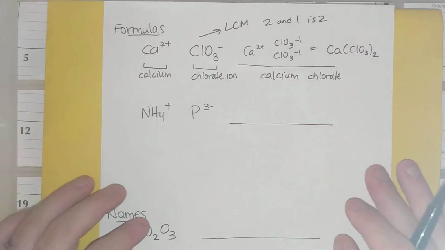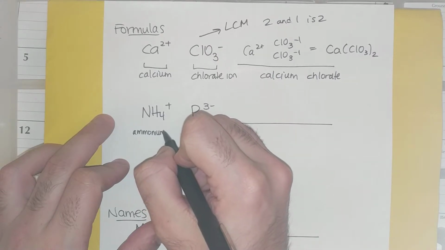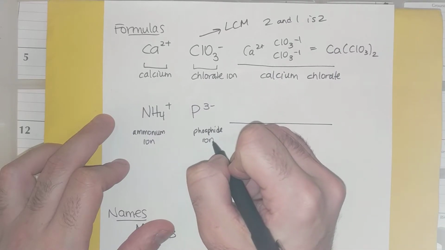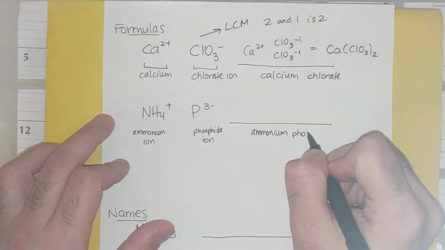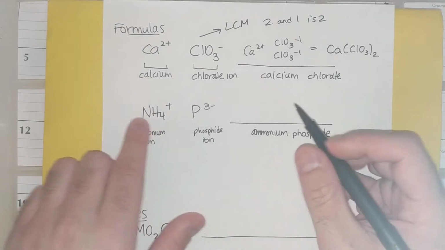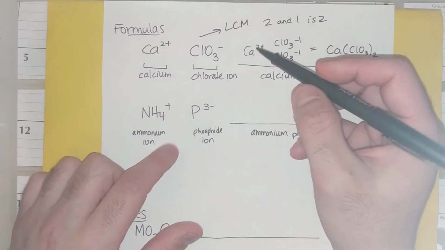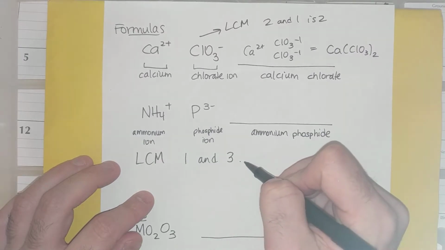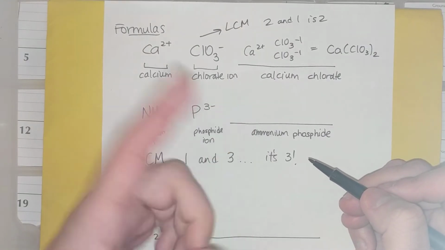Okay, let me do the next one here. This is the ammonium ion, and this is the phosphide ion. If I were to name that compound, it'd be ammonium phosphide. And are there any transition metals here? No. Now, ammonium is positive 1 charge, phosphide is negative 3. What's the least common multiple between 1 and 3? Well, it's 3. So phosphide is already at 3, so that means I only need one of it.